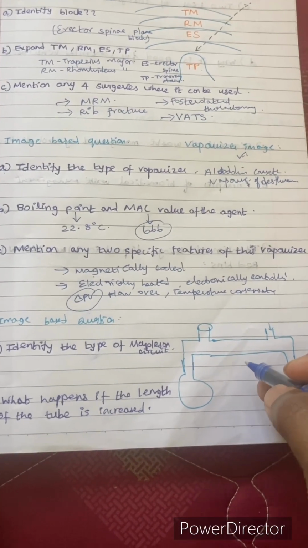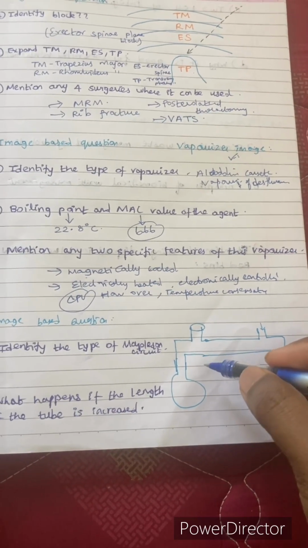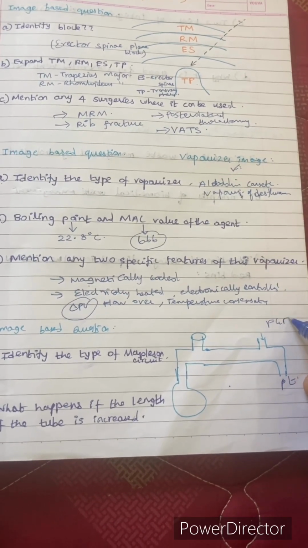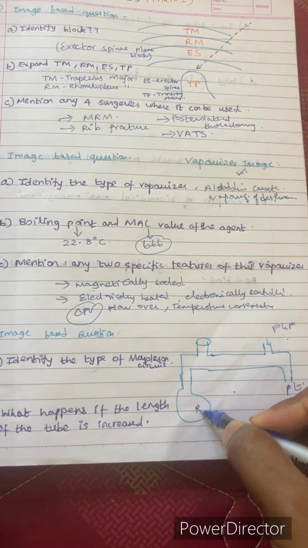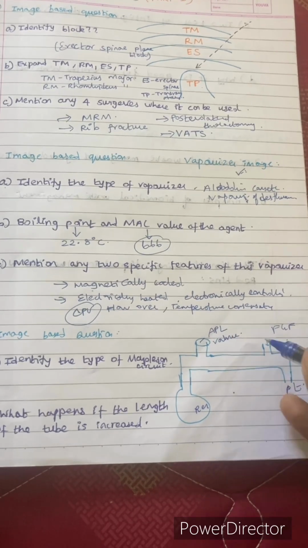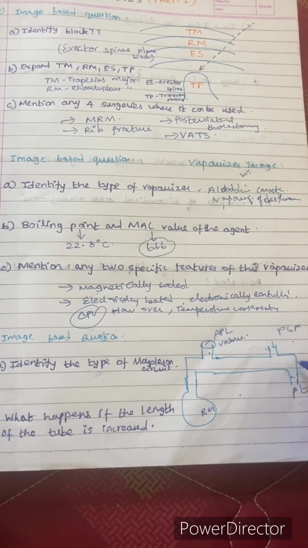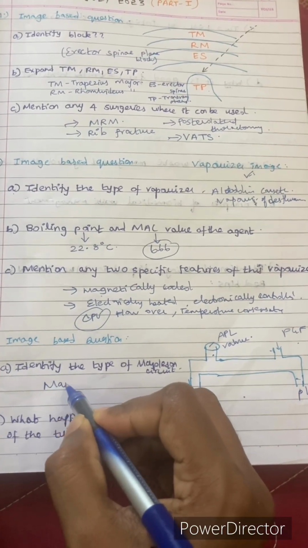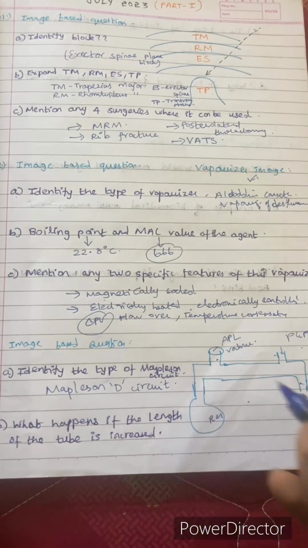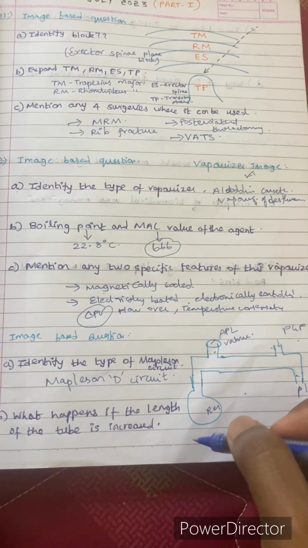Coming to the next question, we are seeing a Mapleson circuit. The distal part is the patient end, close to the patient is the fresh gas flow, and there is a reservoir bag at the other end, with the APL valve close to the reservoir bag. Identify the type: it is the Mapleson D type. The modification of the Mapleson D is known as the Bain circuit, where we have both an inner and outer tube.